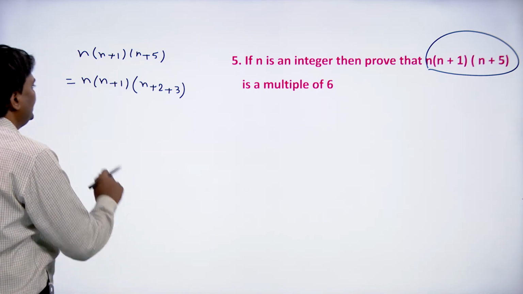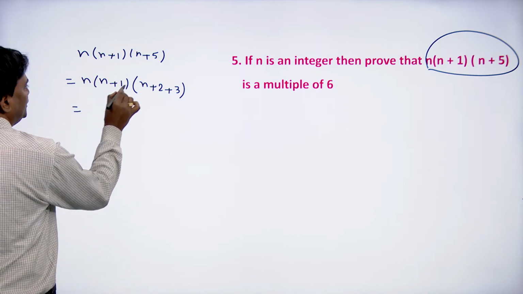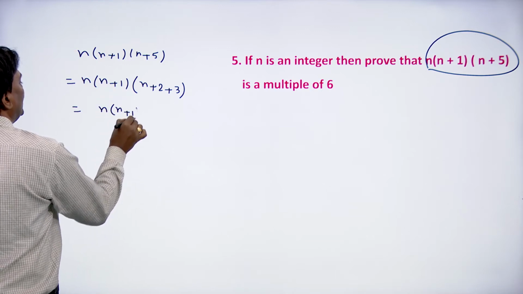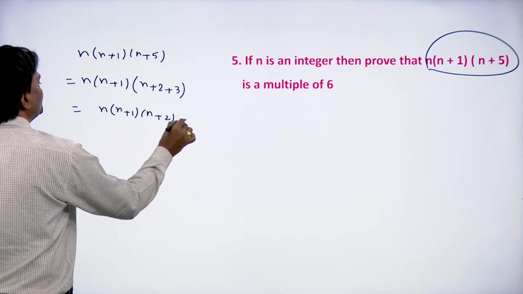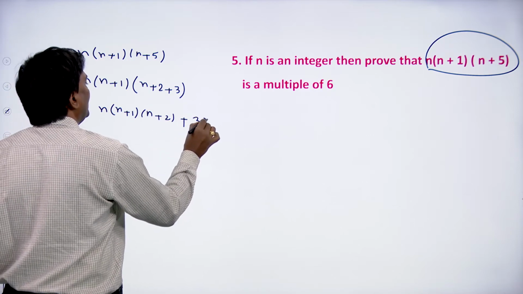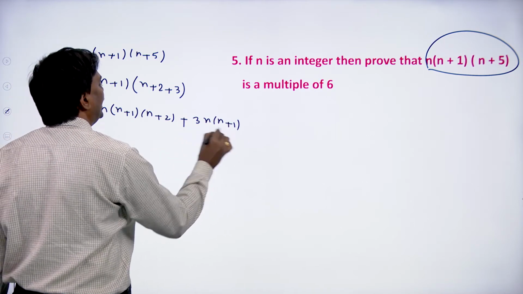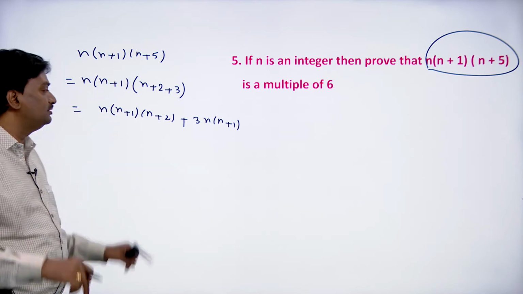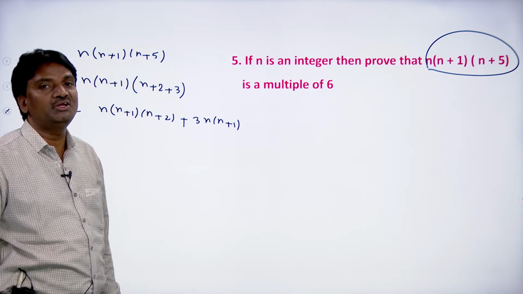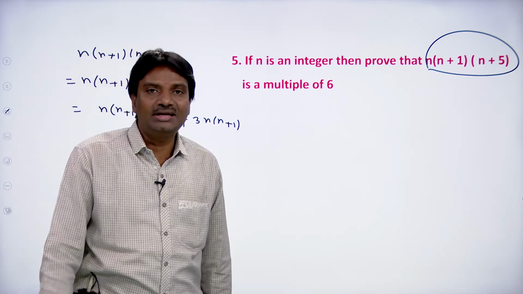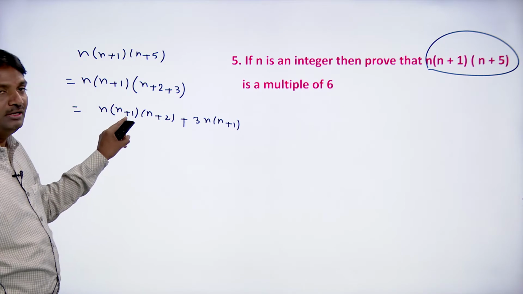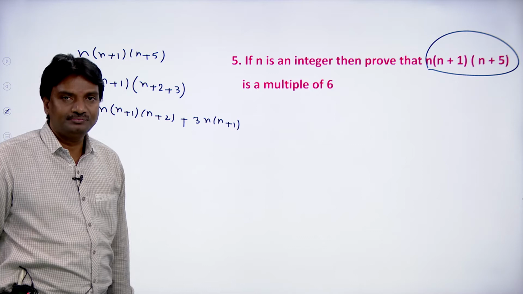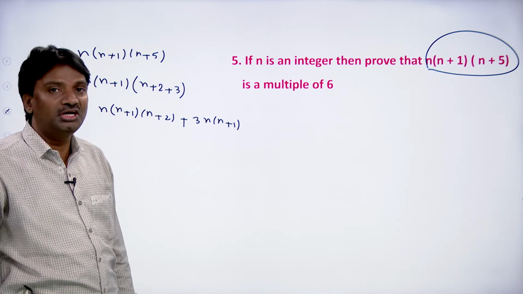So by separating, n into n plus 1 into n plus 5 becomes n into n plus 1 into n plus 2, plus 3 into n into n plus 1. Observe that n into n plus 1 into n plus 2 is the product of three consecutive natural numbers. If you suppose n equals 3, then 3 into 3 plus 1, 4, into 3 plus 2, 5, that is 3 into 4 into 5, the product of three consecutive natural numbers.